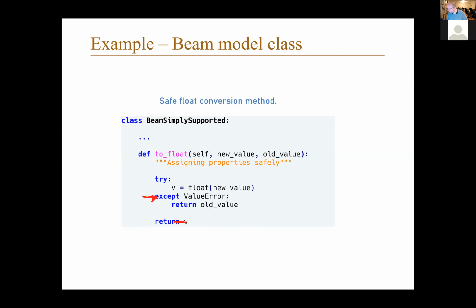Then also, to be able to handle floating point conversions in a nice way without any errors, I have a toFloat, which tries to assign a new value, and I also have a second parameter here which is the old value, and this is the new value going in. Then I have a try here to convert to a floating point. If I get a value error, I will return the old value. So if the user does something wrong, this one will always return the old value, so you can kind of silently fail the conversion here.